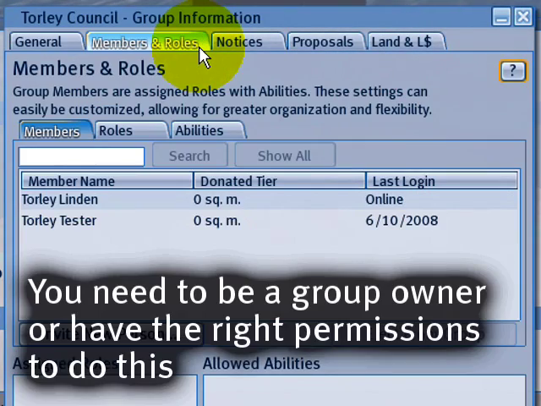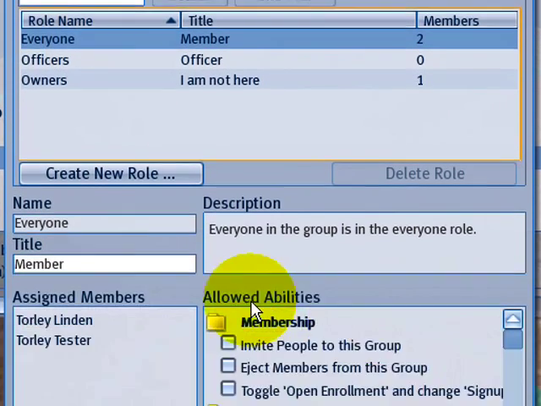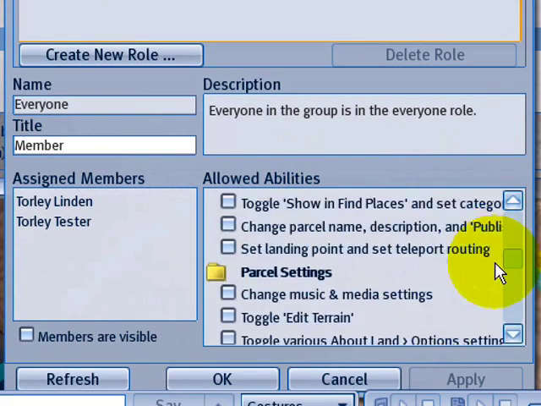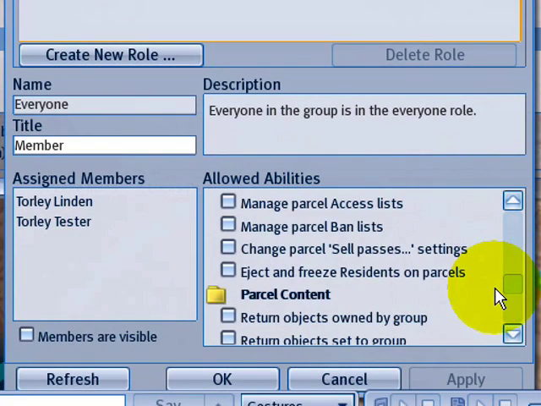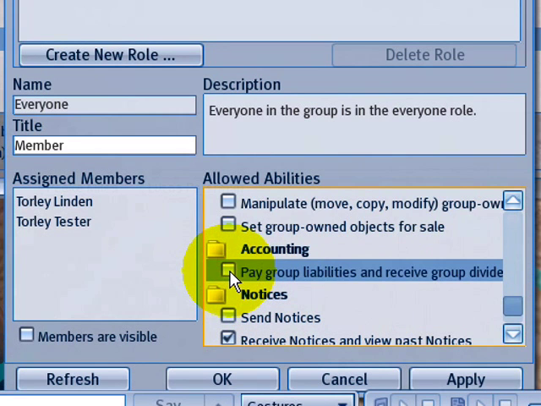Members and Roles of your group, as an owner, all right? Then the Roles tab right here. And for Everyone, then Allowed Abilities, let's just scroll down back to Accounting. It will show the same list that it did in the Abilities tab. And you want to turn this off, so uncheck this. So remember, it applies to both.